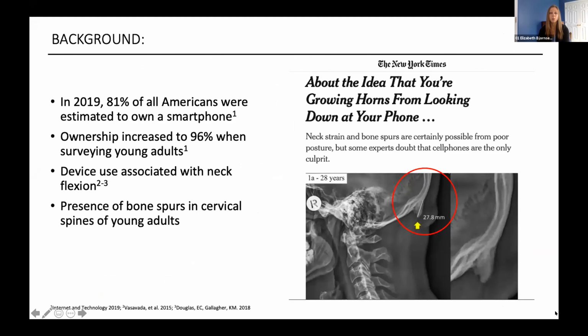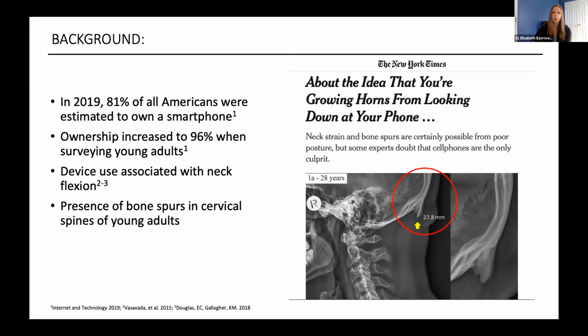In 2019, 81% of all Americans were estimated to own a smartphone, and that statistic increased to 96% when surveying young adults alone. While there are a lot of different postures associated with device use, it is most commonly associated with neck flexion. In the media, there has been awareness drawn to the presence of bone spurs in cervical spines of young adults. You can see an example of what that bone spur would look like on the right, circled in red. There's just a lot unknown about what it means to have these bone spurs and how they could impact function.